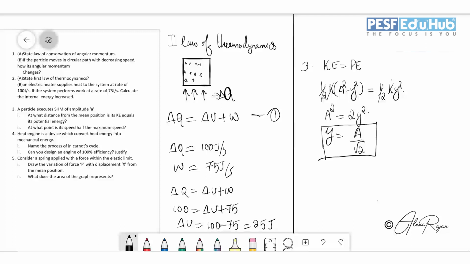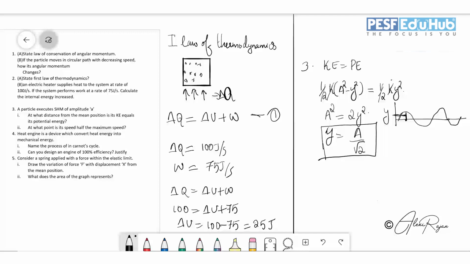So y is the displacement. You want to find out the y there. That means at what distance from the mean position. If a wave is moving, oscillation is done from the mean position, this is y. At what distance? Let this be y. We don't know. Root 2 is equal to 1.414. So at that particular distance, you will get a conclusion that kinetic energy is equal to potential energy.